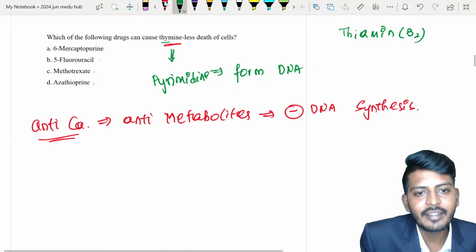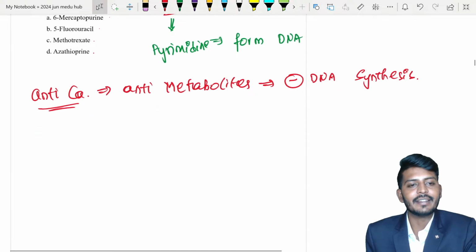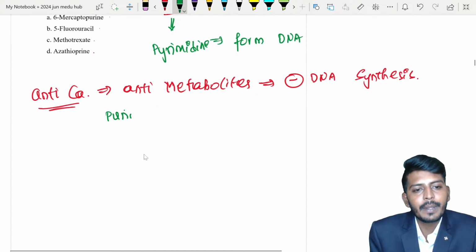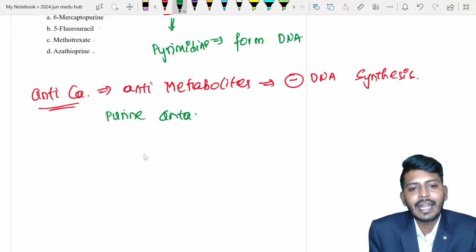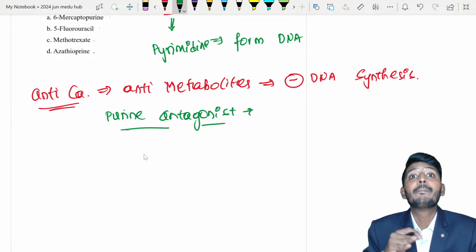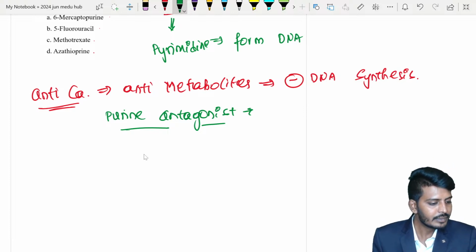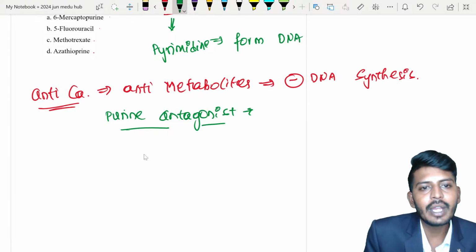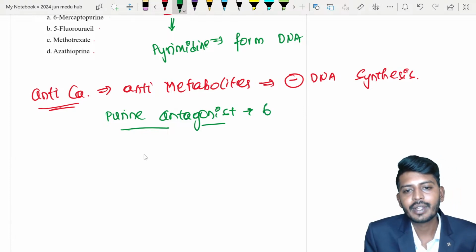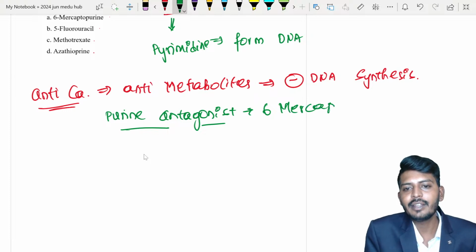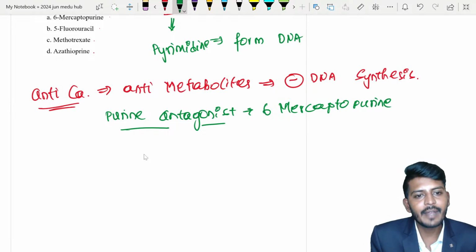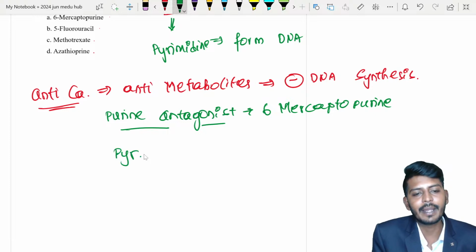Now listen to me, look carefully here. We have purine antagonists. Basically, these are the drugs which are going to inhibit the purine synthesis. Among purine antagonists, we have 6-mercaptopurine.